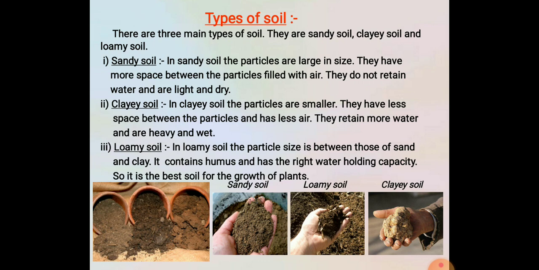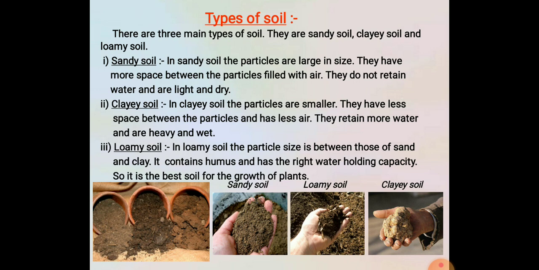The third is the loamy soil. It contains an equal amount of sand and clay. It is dark brown and slightly coarse in appearance. It also has the right water holding capacity, adequate air space and a sufficient amount of humus. So it is very good for the production of crops.